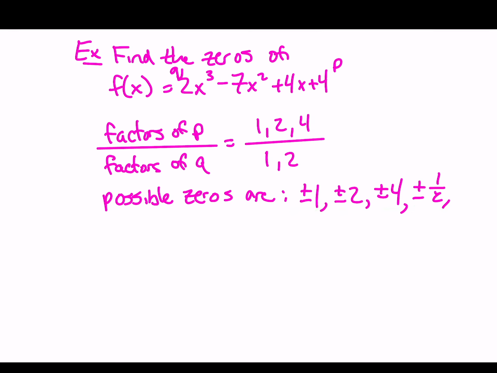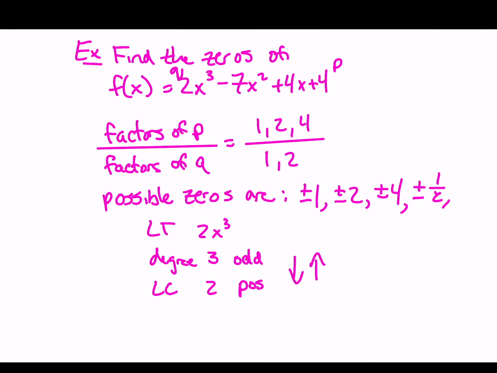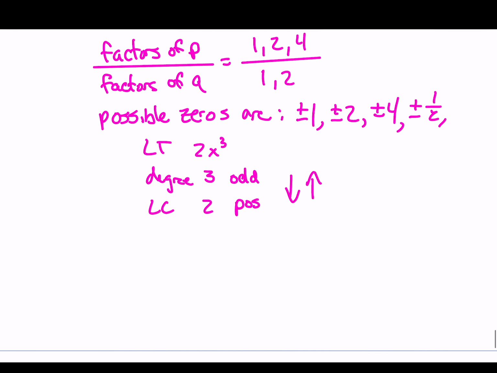Now our leading term is 2x cubed. Our degree is 3, which is odd. Our leading coefficient is 2, which is positive. So what we know about our end behavior is that on the left we go down and on the right we go up. Okay, so let's try and see if we can find the zeros. Let's build our synthetic division. We have x cubed, x squared, x, and constant. Our coefficients are 2, -7, 4, and 4.